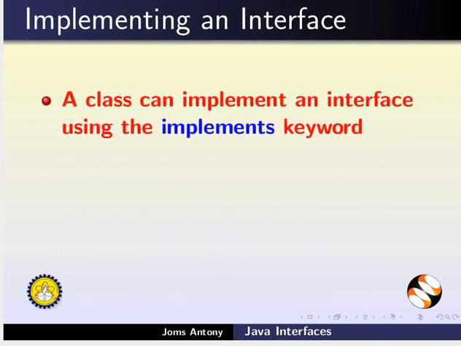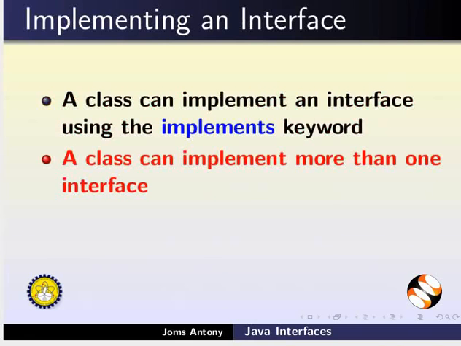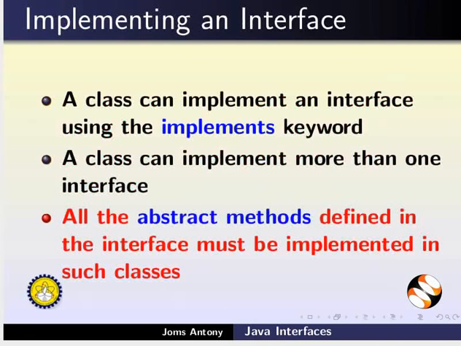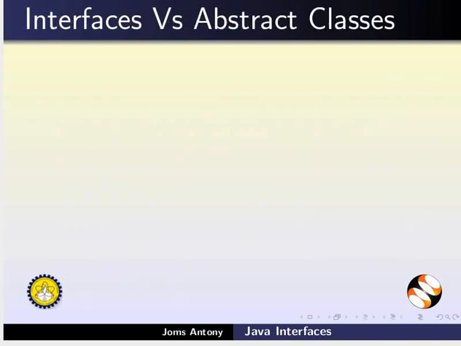A class can implement an interface using the implements keyword. A class can implement more than one interface. All the abstract methods defined in the interface or interfaces must be implemented in such classes.